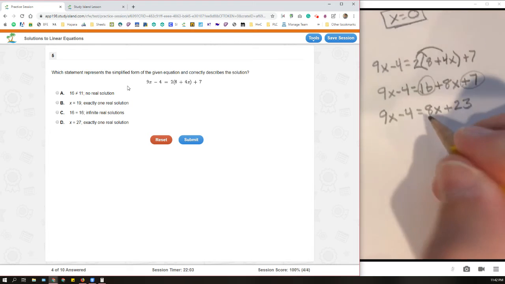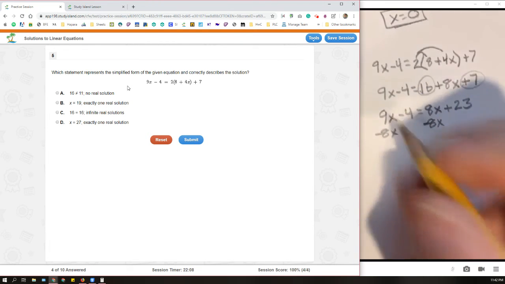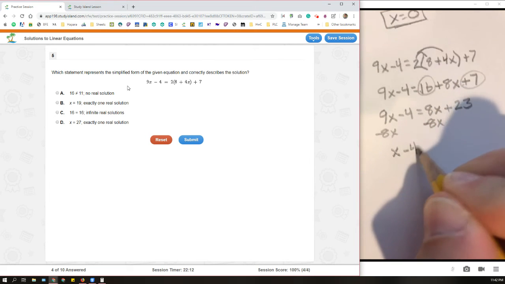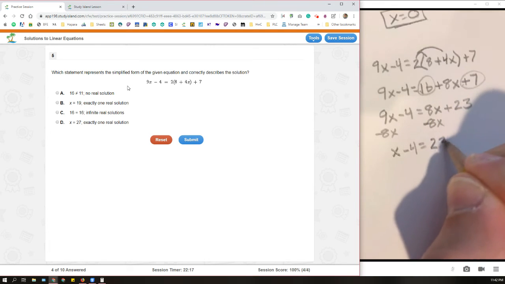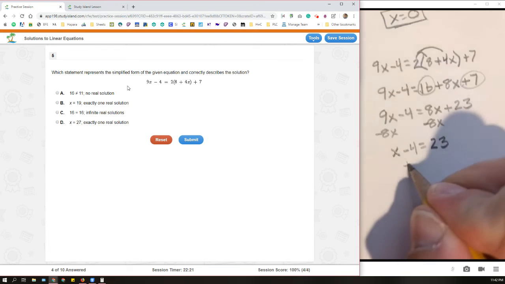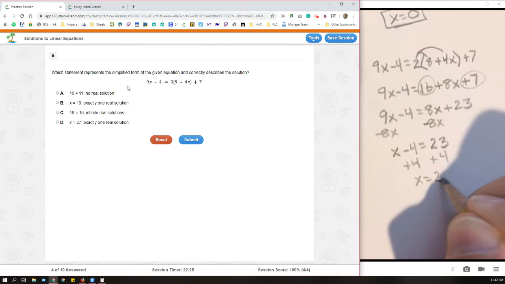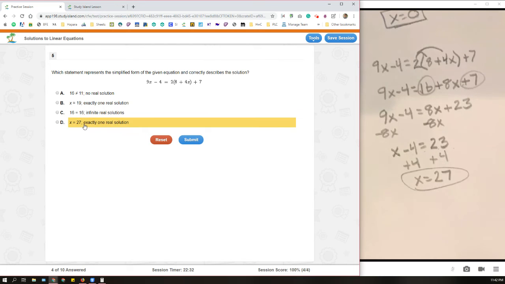Let's finish solving. Subtract 8x from both sides. 9x minus 8x is 1x, so x, bring down the minus 4, equals, the 8x's are gone now, positive 23 left on the right side. So x minus 4 equals 23. And then you add 4 to both sides, and you get x equals 27. Okay, 27 minus 4 equals 23. So x is 27 is the right answer. X is 27, exactly one real solution.